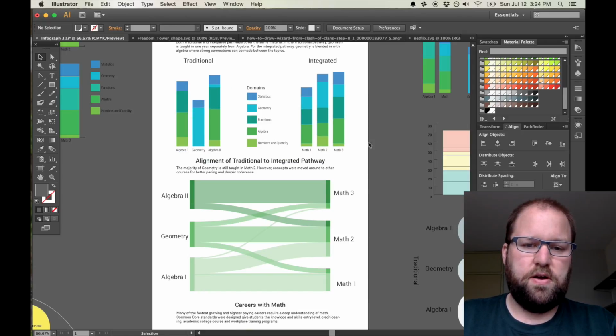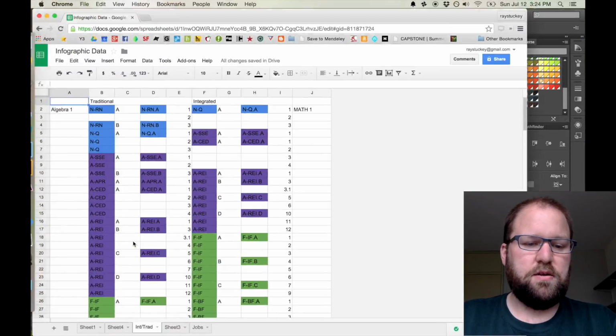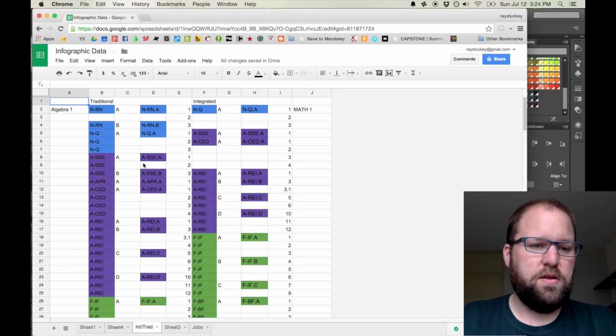This was kind of where I started out. Geometry was kind of taught separately, and in the integrated pathway it moved into being taught in every single grade. So what I started out doing was analyzing all of our different standards and finding the differences between what was going on in the traditional and the integrated.